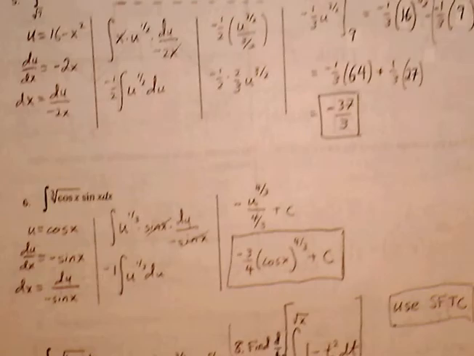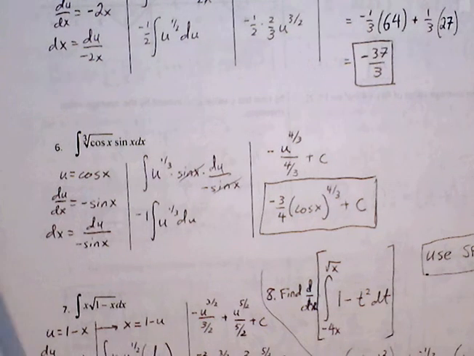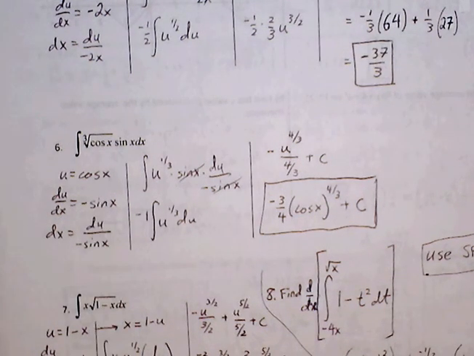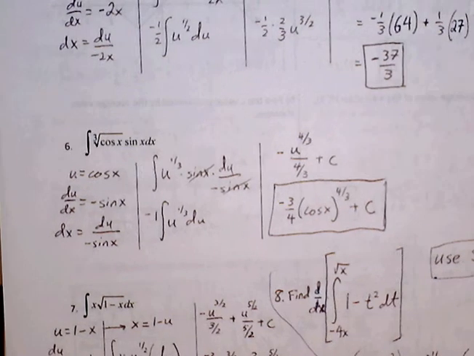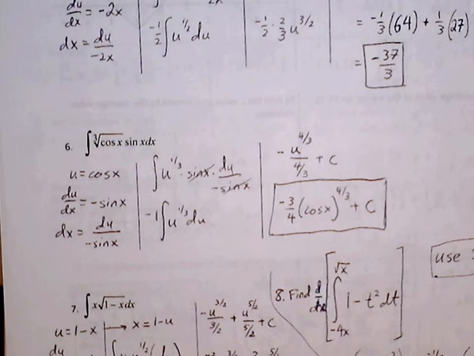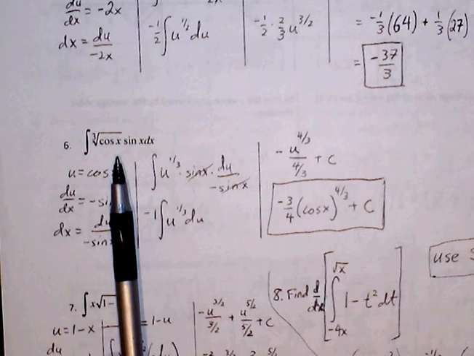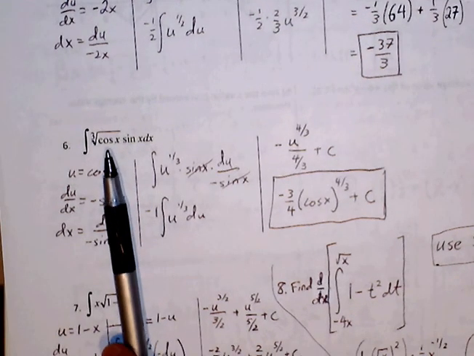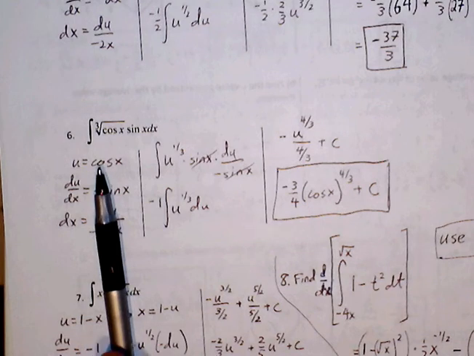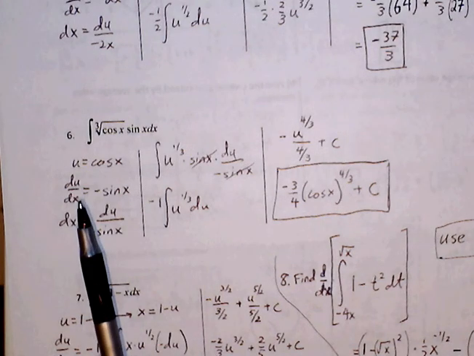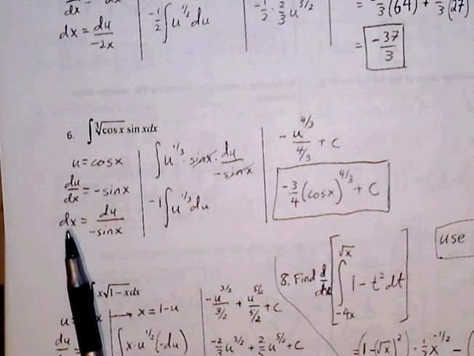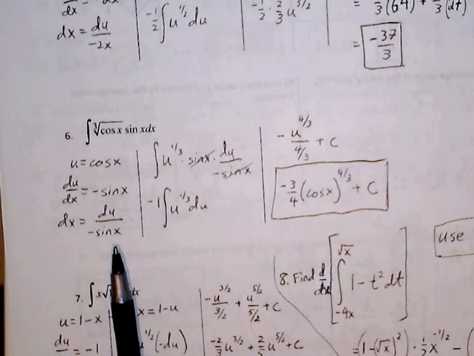All right, number 6. Find the indefinite integral of the cube root of cosine of x, times sine of x, dx. Okay, we're going to have to go through u substitution, so we want our u value to be what's inside the radical, cosine of x. So the derivative of cosine, du over dx, is simply negative sine of x. We solve for dx, and dx equals du over negative sine of x.